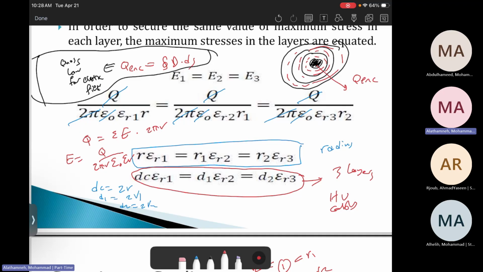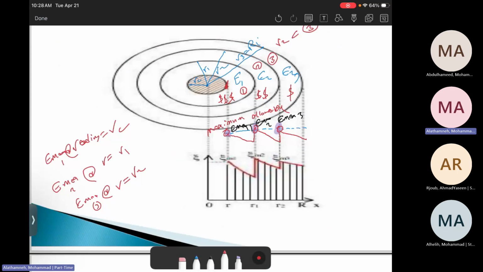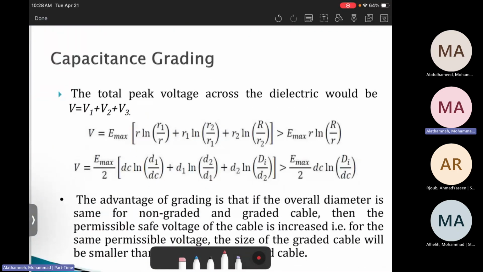Then we see epsilon r1 related to material number 1, epsilon r2 to material number 2, epsilon r3 to material number 3. dc is the diameter of the conductor, d1 the diameter of the first layer, and d2 the second layer. Again, this is the capacitance grading. This is how it looks.